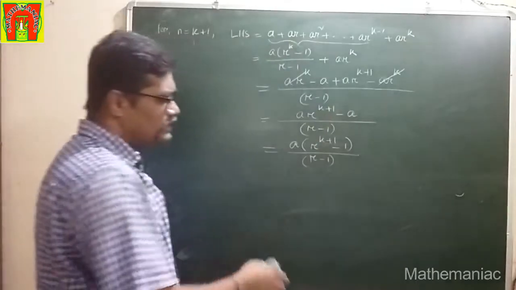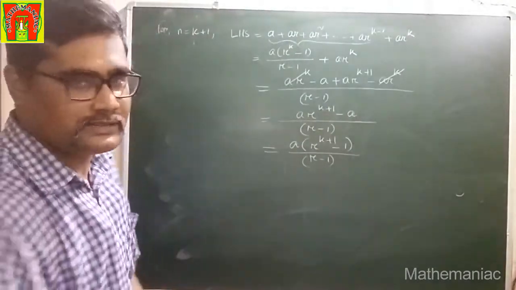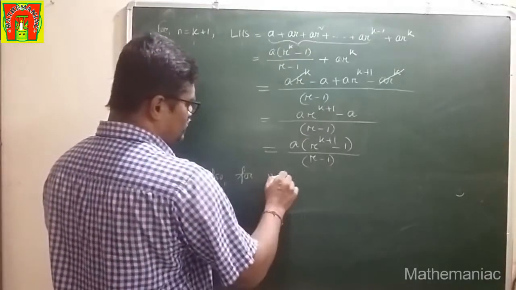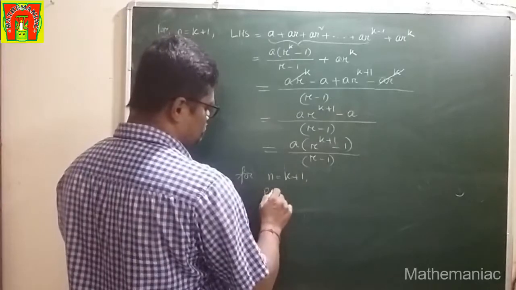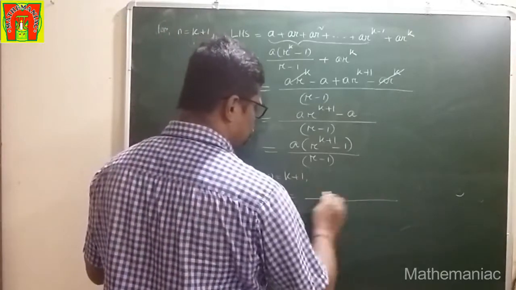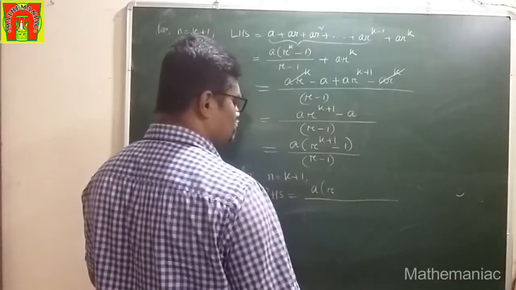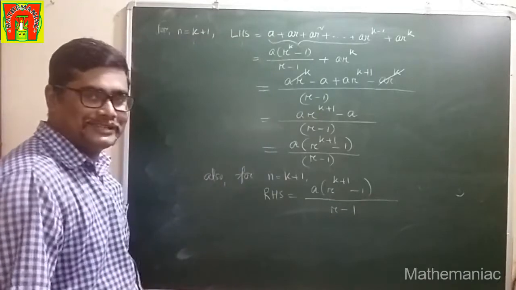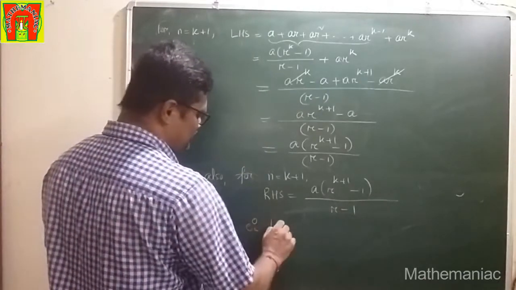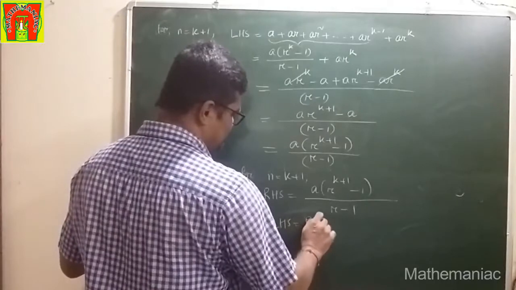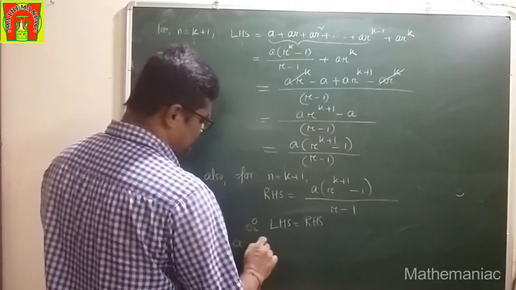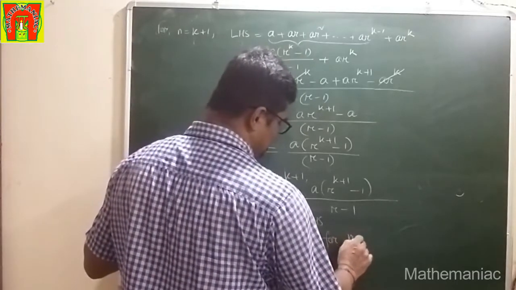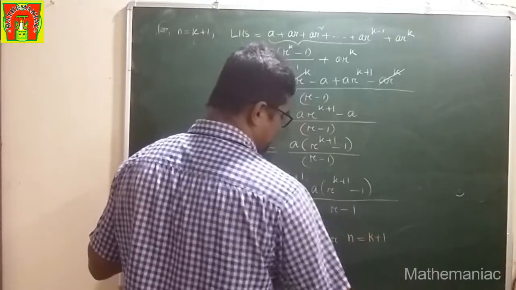Now we have to put n equal to k plus 1 in the right hand side. Also for n equal to k plus 1, what is the RHS becoming? In a r to the power n, n should be replaced by k plus 1. This is directly obtained. So what you can write: therefore LHS is equal to RHS, that is, Pn is true for n equal to k plus 1.